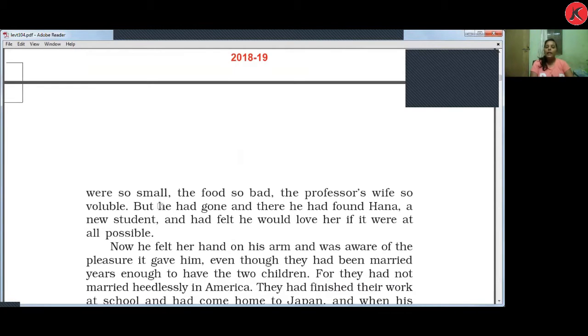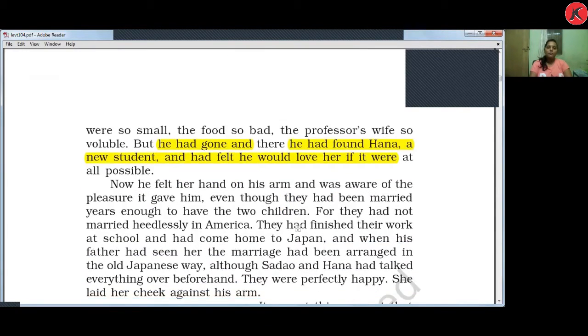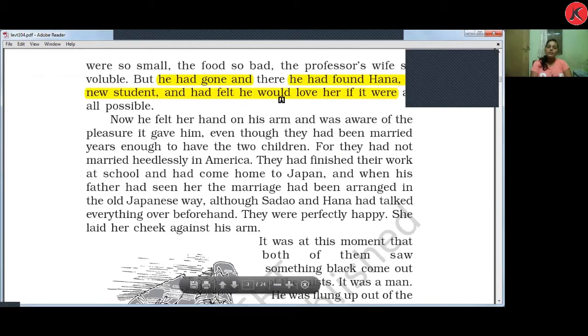But he knew everything about the house and the atmosphere of that American professor. But still, he had gone there, and there he found the girl Hannah, a new foreign student, and had felt he would love her if it were at all possible. Okay, and seeing from both sides, he had decided that he would like to love her if she is from our race, meaning if she is Japanese.